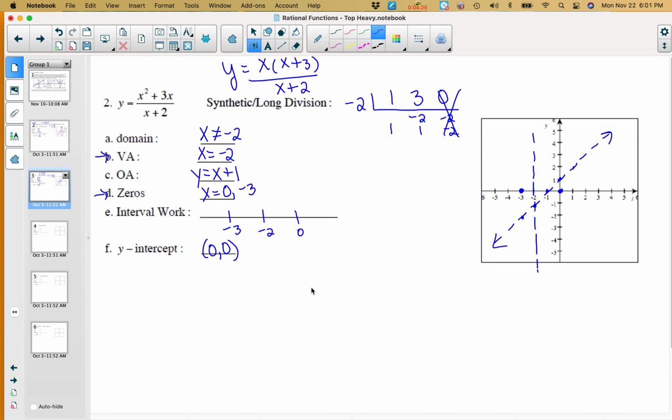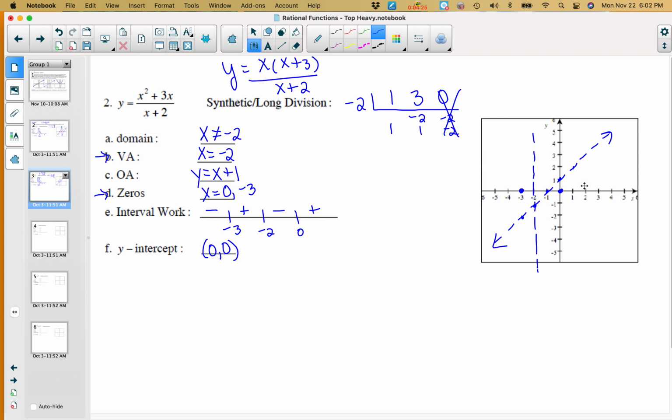Let's look at our signs on our sign chart. So if I plug in a -4, it's going to be a negative times a negative, so it's positive in the numerator, negative in the denominator, so it's negative. If I plug in, say, a -2.5, it's going to be a negative times a positive, so it's negative in the numerator, and negative in the denominator, so it's positive. Here, if I plug in, say, a -1, I've got a negative times a positive, so it's negative in the numerator, positive in the denominator. And plug in something bigger than 0, like a 1, everything is positive.